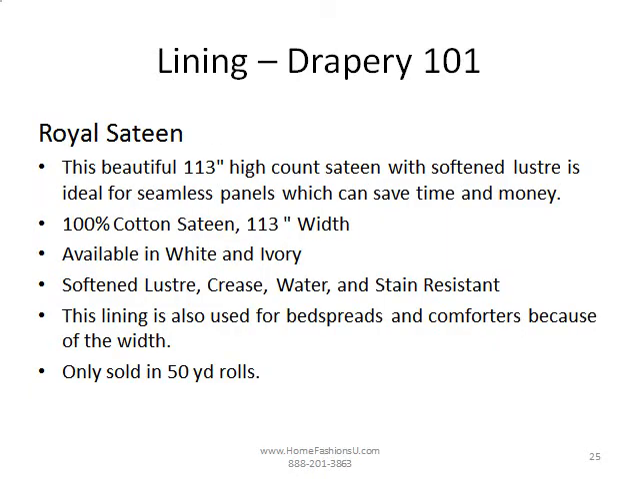Royal sateen is 113 inches. And that's wonderful when you want a seamless panel, and that can save you money in the long run. It's available in white or ivory. It has the softened luster, crease, water, and stain resistance that the other does. It's also used for bedspreads and comforters because of the width. The only drawback is that it's sold only in 50-yard rolls.